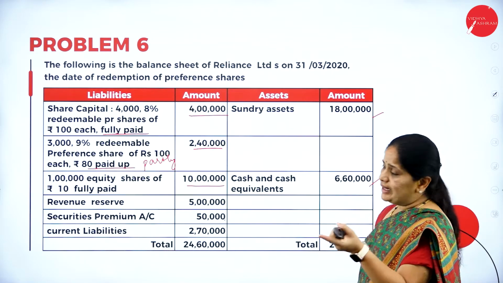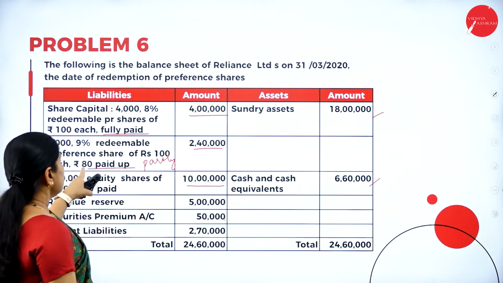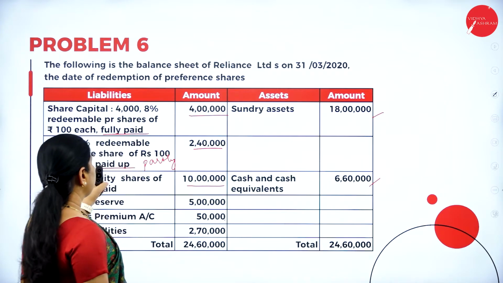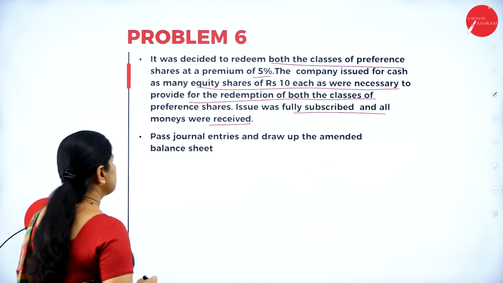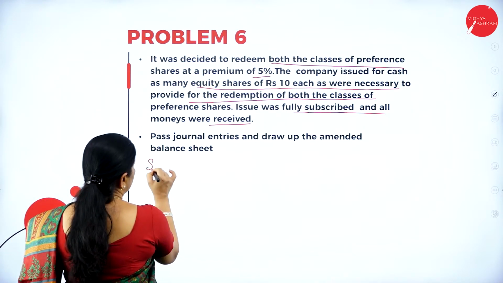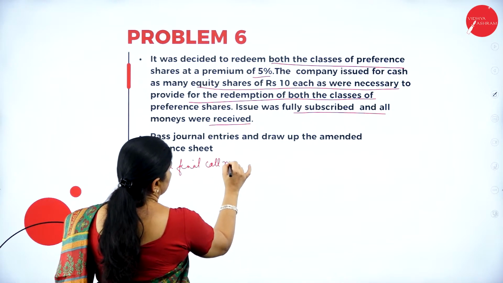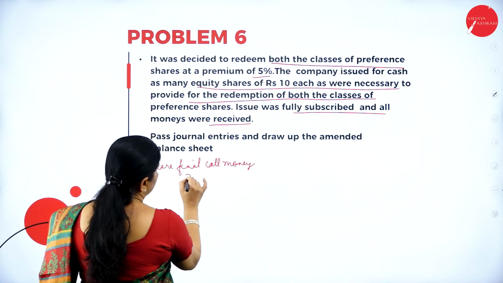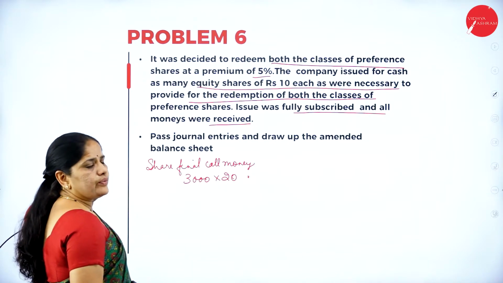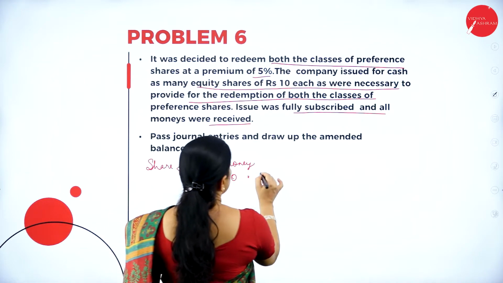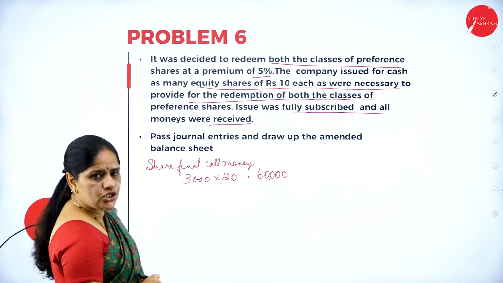First thing is we have to make the partly paid share into fully paid. So how many shares are there? 3000. So what is the payment made here? 80 rupees. So we have to collect 20 rupees from these 3000 shareholders. So first thing is I will write share final call money. Share final call money will be 3000 into 20. So 3000 into 20 will be equal to 60,000. So this 60,000 money we have to collect from the preference shareholders.